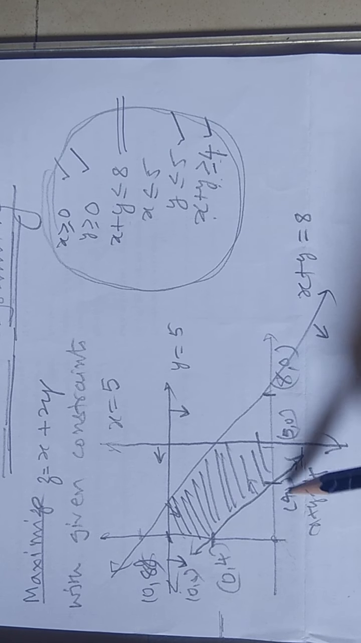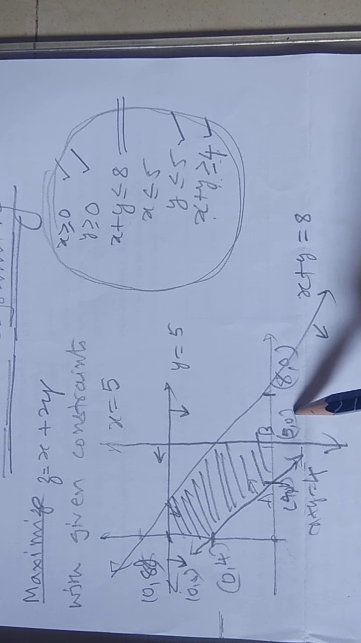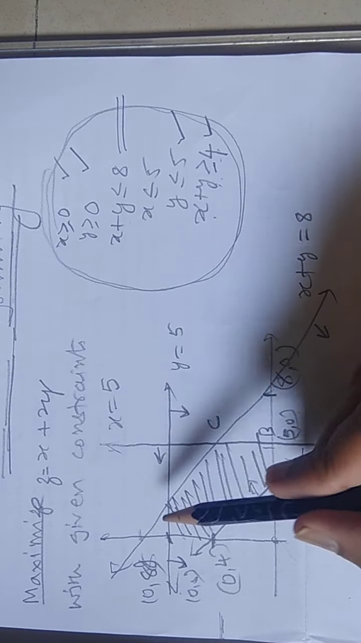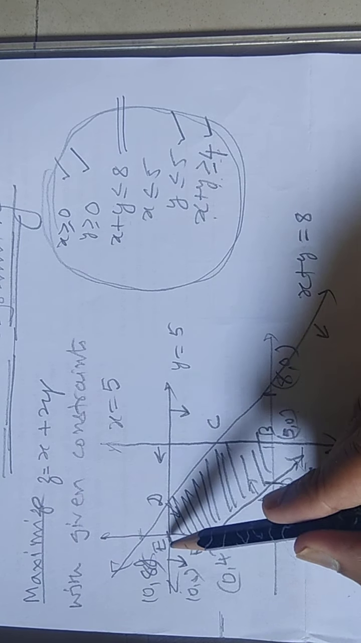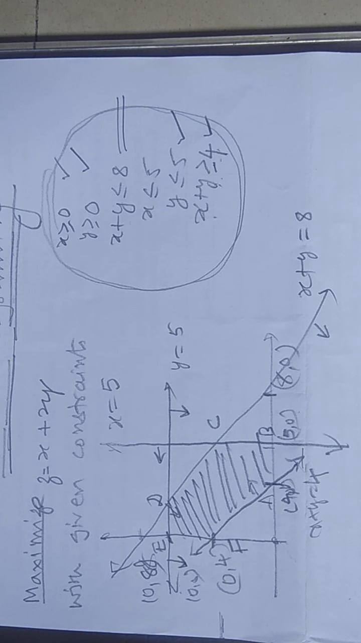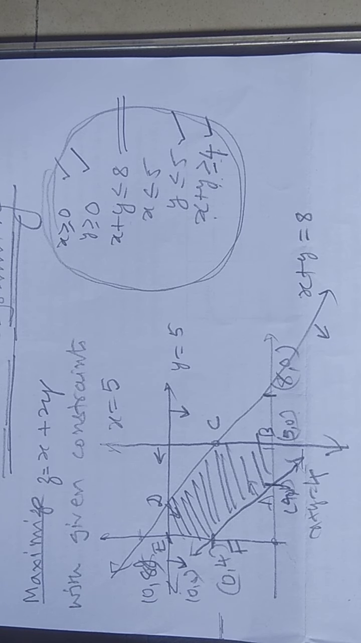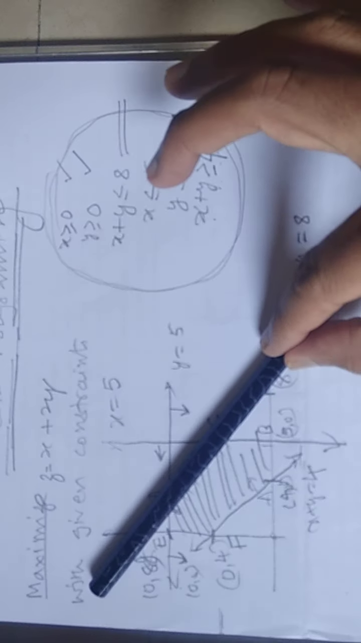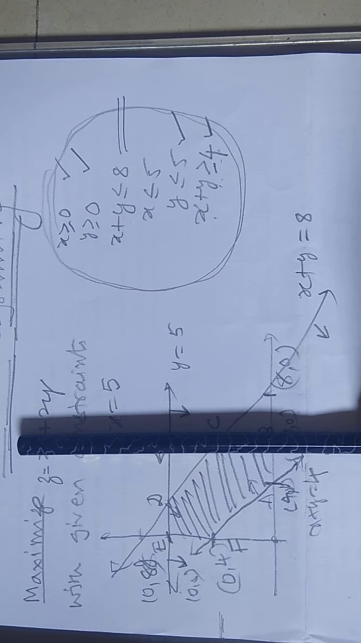So this is 4, 0. A, B will be 5, 0. C is unknown to you. D is also unknown to you. E is known to you, that is 0, 8. And F is also known to you, it is 0, 4. Now the question arises, how to find out C? C is nothing but the point of intersection of these two lines. Which one? x plus y is equal to 8 and x is equal to 5.